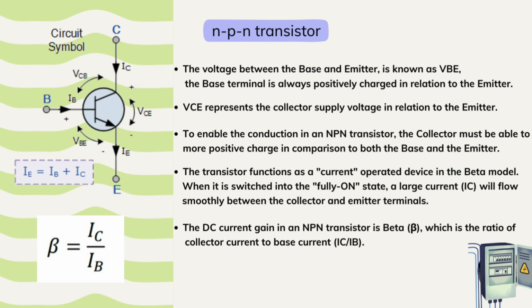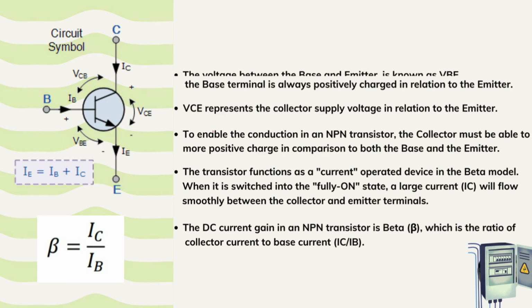In a beta model, the transistor also functions as a current-operated device. When it is switched into the fully on state, a large current, IC, will flow smoothly between the collector and emitter terminals. The DC current gain in an NPN transistor is beta, which is the ratio of collector current to base current, IC over IB. The value of beta can be as large as 200 for standard transistors.